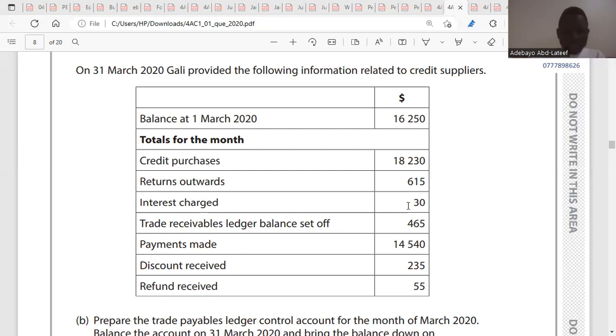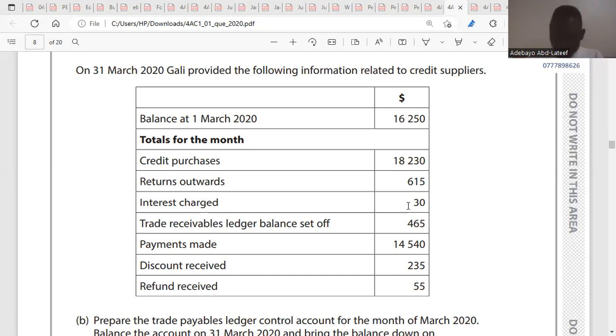Discount received is also on the debit side. Are you getting it? So on your debit side now, you're going to have purchases returns, the journal set-off, the amount payable to the supplier, which is 14,540, then your discount received, 235.